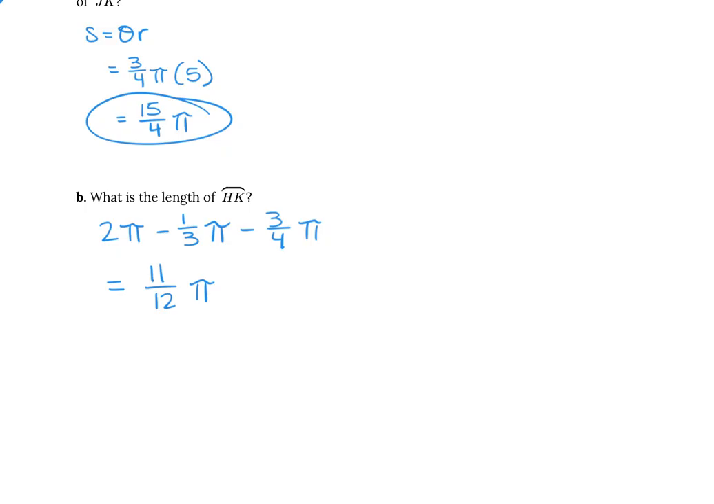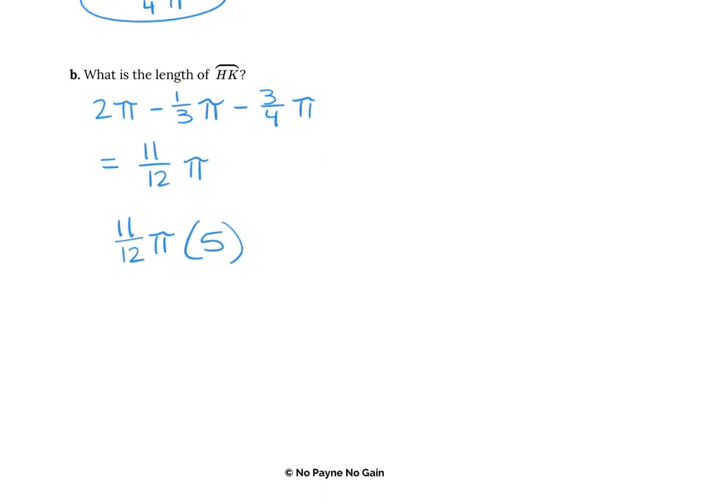Okay, so again, I'm going to plug that in to find S. So my 11 over 12 pi would be the theta, and then the radius of 5. And that's going to give me 55/12 pi.